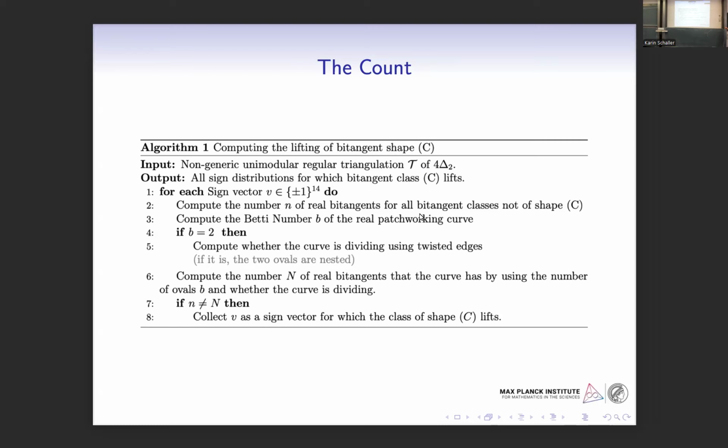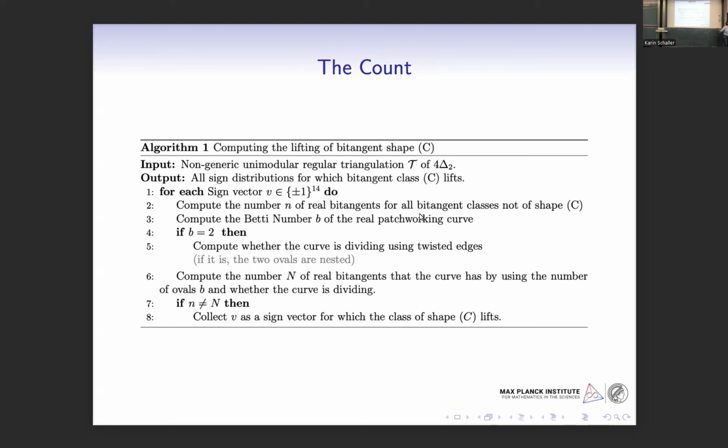And if the Betti number is 2, I need to check whether the curve is dividing by using these twisted edges. And then I compare the two numbers: the real bitangents that I have computed and the number that I should be able to see, and I can collect all these sign vectors for which the class will lift. And what do I do now?